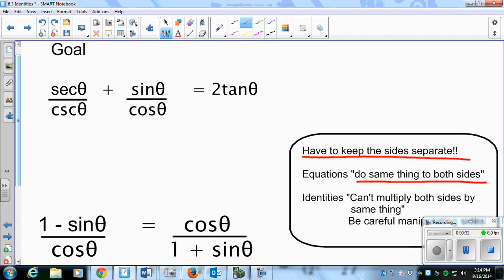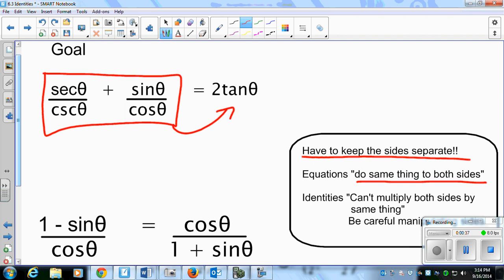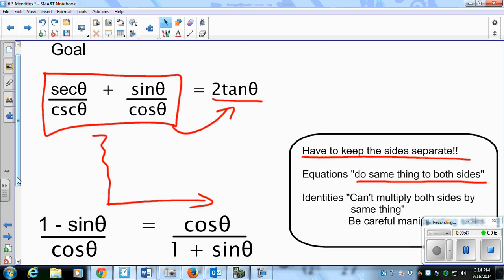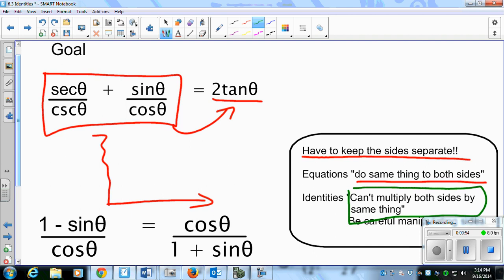What we want to do is just work with one side to try and make it look like the other side. So the other side we'll just leave plain and we'll work through it and try and make it equal to the other side. So with identities, remember, because we're not solving the equation, we can't multiply both sides by the same thing. That's the number one error and misconception that most students have with trig: in trig identities they try and solve these out.